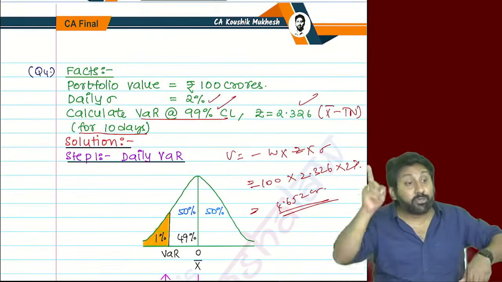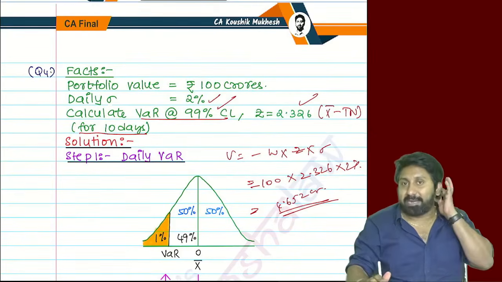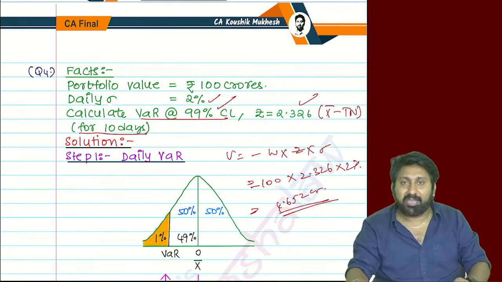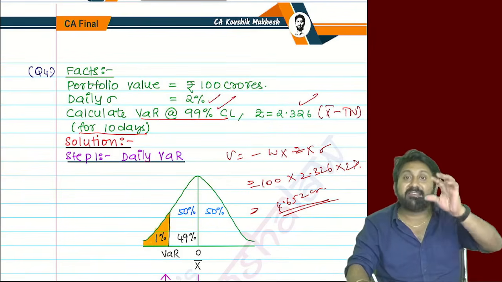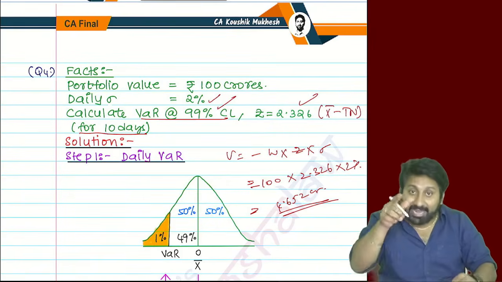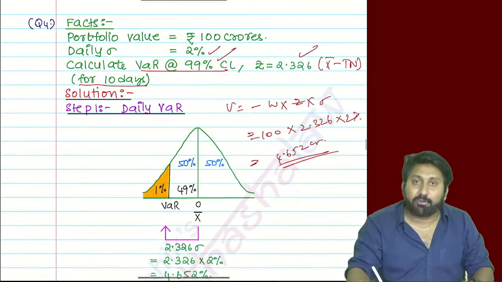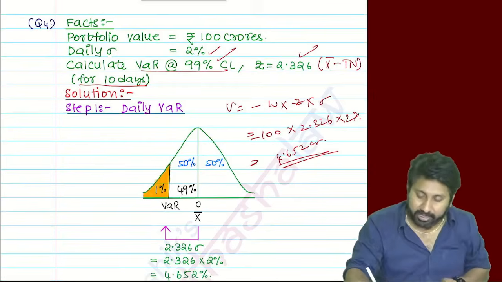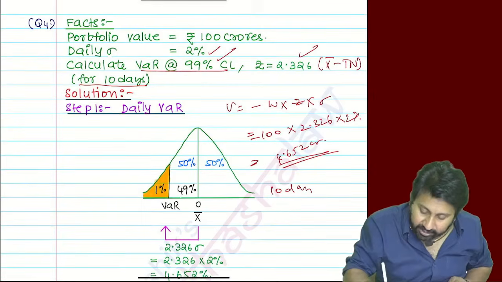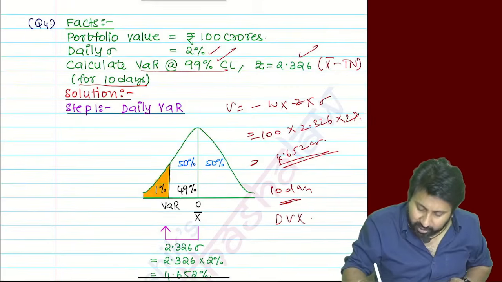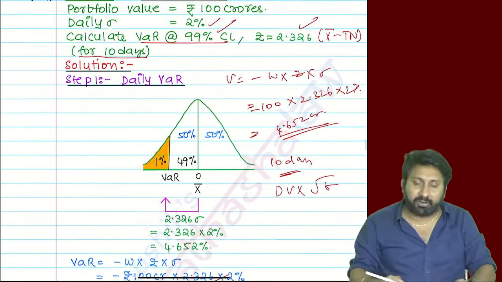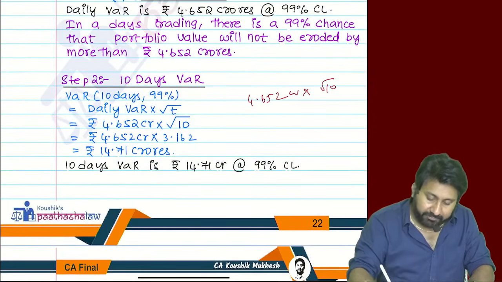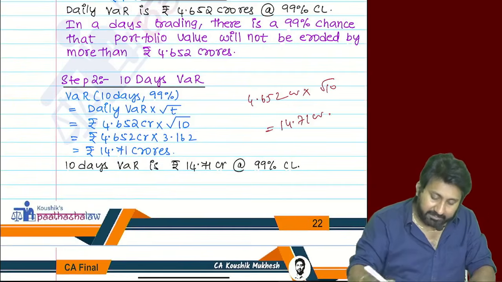For 10 days, into 10? Wrong. You should never multiply by days, because every day you won't get this loss. This is a daily loss, a daily VaR. Not every day; 1 day it can happen. Whenever you multiply, there is a correlation that exists. I don't want to explain all those things now and waste your time. Therefore, whenever you want 10 days VaR, easy: daily VaR into root of time. So daily VaR 4.652 crore into root of time equals 14.71 crore.